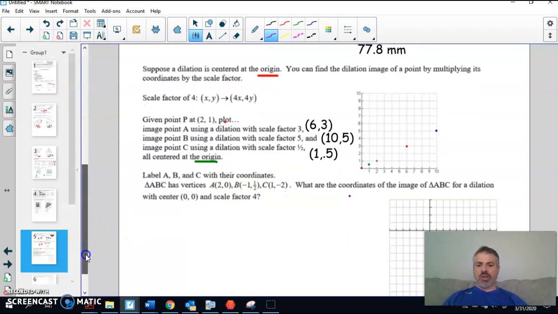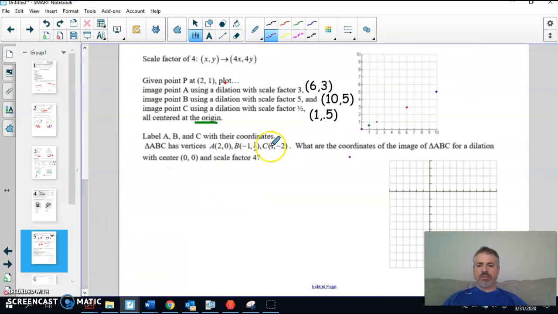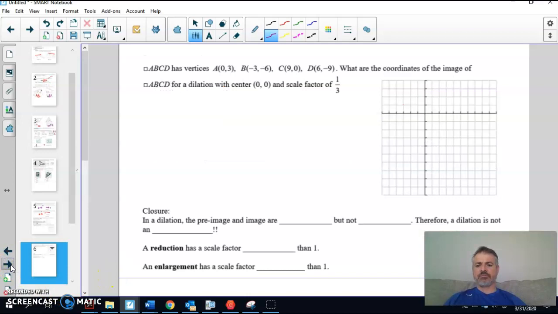Down here it says label A, B, C, and their coordinates. What are the coordinates for dilation with scale factor of 4? So that's another enlargement there. I'm just looking to see if there are any different types of problems. This one's a reduction, so it has an enlargement and a reduction.